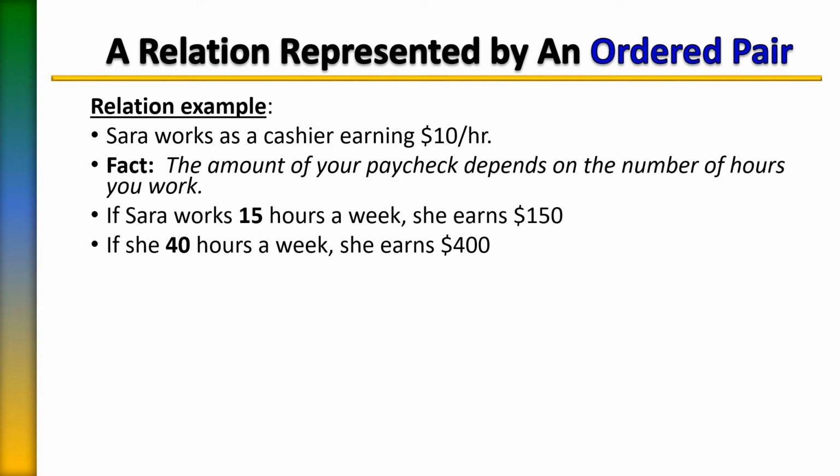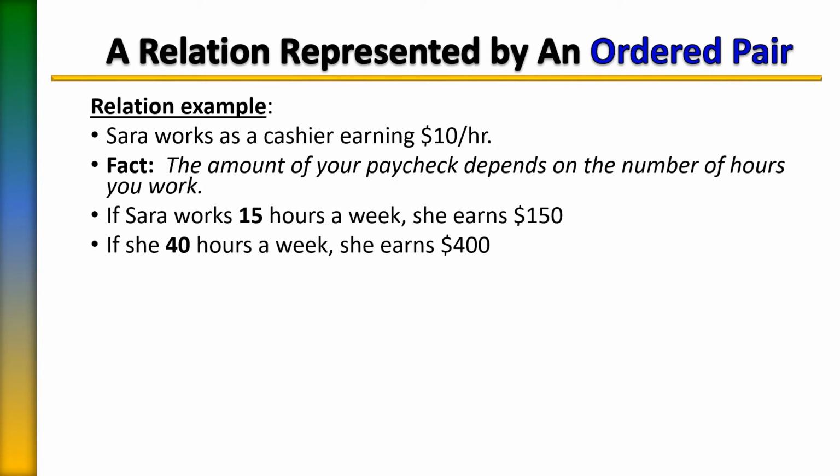If she worked 40 hours, multiply that times 10, that's going to give you 400. And you can just go on and on with this relation of how many hours she put in versus her paycheck that she gets out.